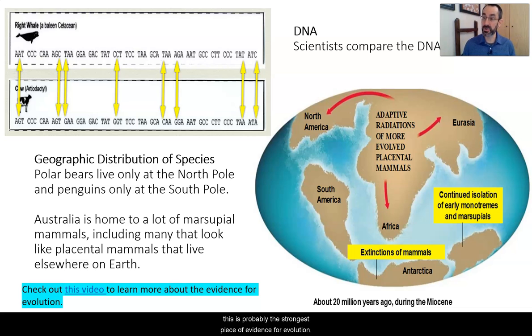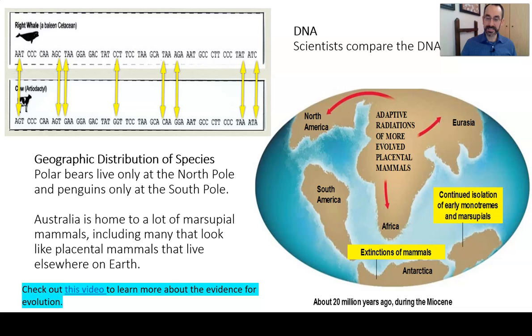This is probably the strongest piece of evidence for evolution. We learned a lot about DNA and how DNA has genes on the polymer of DNA. And these genes are the codes to make proteins that cause traits. So a change in genes is a change in proteins and a change in traits in a population. We also learned about mutations, where mutations are a change in a nucleotide, a change in the letter, which may change the protein, which may change the trait.